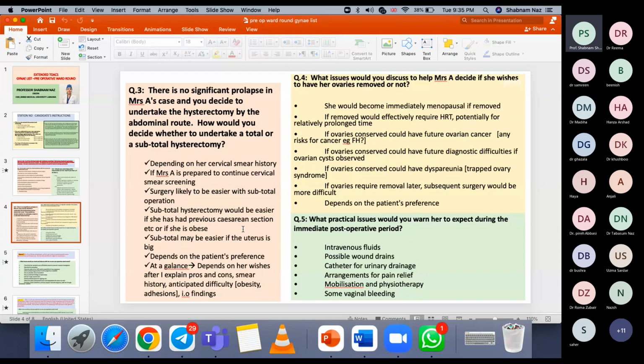Okay, what practical issues would you want her to expect during the immediate post-operative period? Ma'am, during the immediate post-operative period, she may experience small vaginal bleeding. She may experience pain. Yes, what practical issues will she have? Ma'am, pain, bleeding.